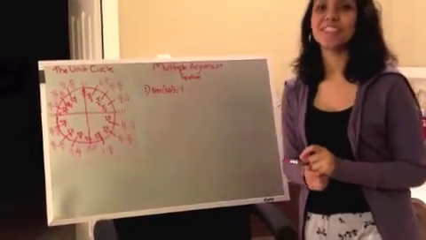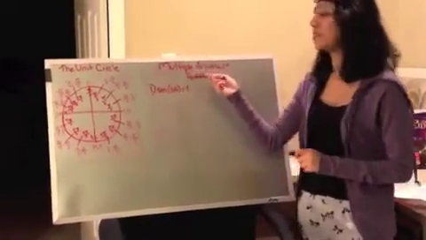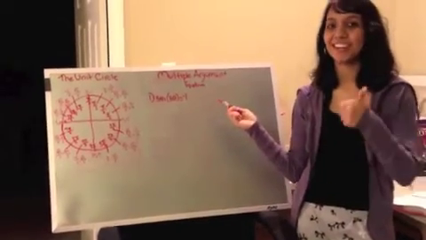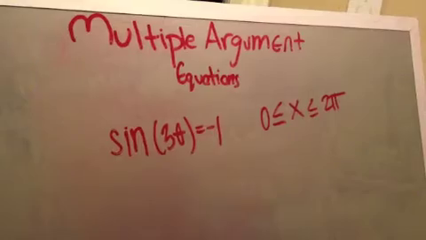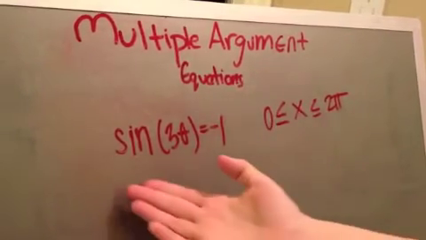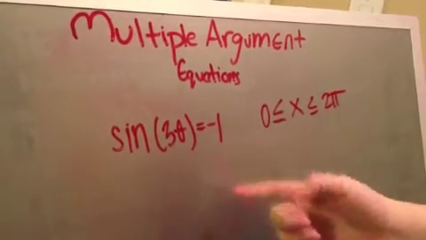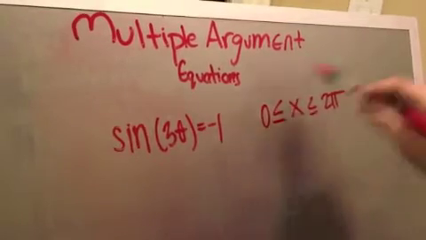The purpose of this video is to teach you how to solve multiple argument equations. So our first problem is sine 3 theta equals -1, and the domain is this.